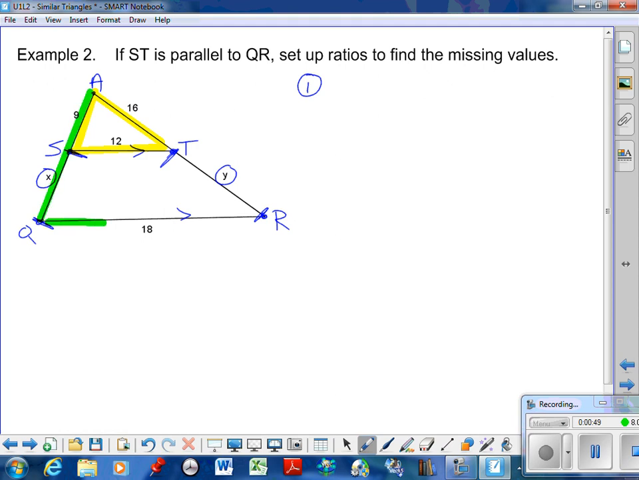But anyhow, here are the two triangles. We need to identify which angles are the same. So both triangles share this one up here, so those two angles will be the same. And there's really two there. This angle here at S is going to match up with this angle here at Q. And that's the F pattern.